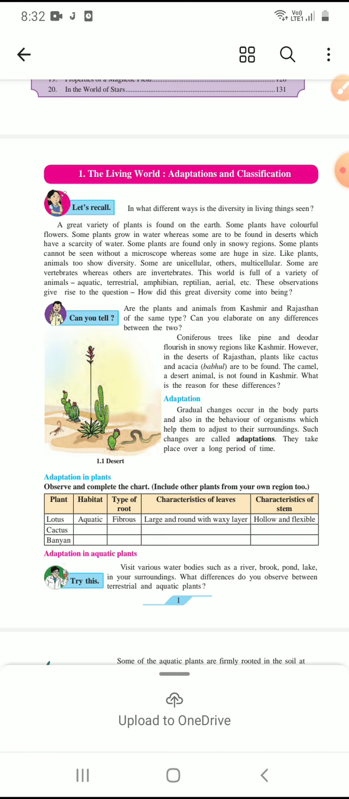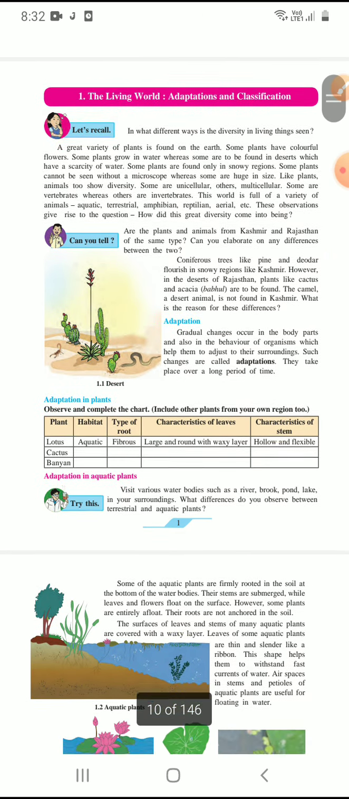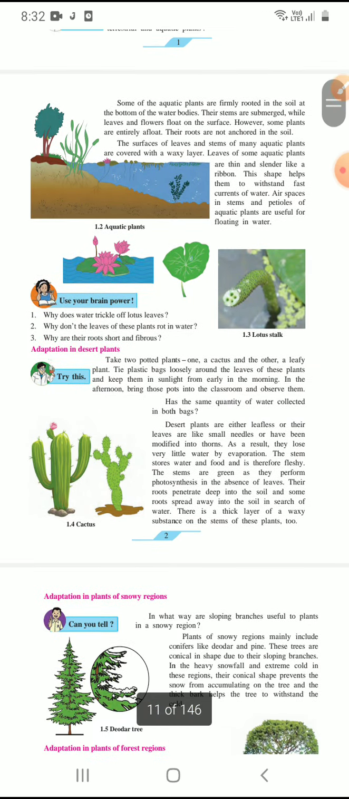Today we are going to start the pending lesson from the textbook, Chapter 1, The Living World: Adaptations and Classifications. So, without wasting time, we will start the lesson.